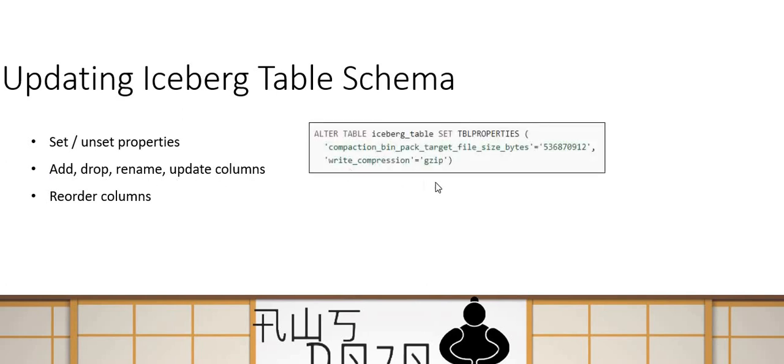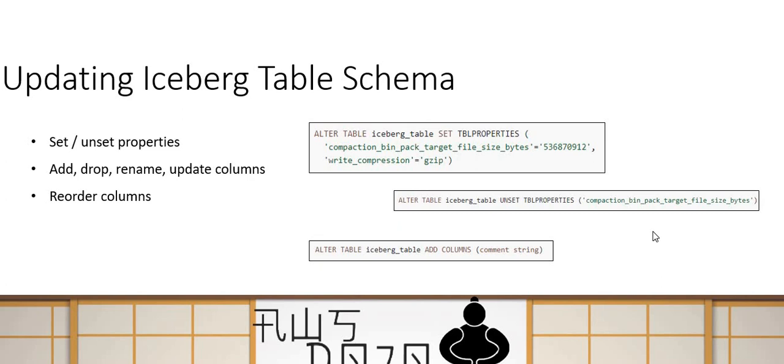So a few examples here. We are setting up some table properties where we are saying that this data should be compressed using gzip, and then we are saying my compaction target file size in bytes should be this. This is the maximum size of the file which should be created. So we are setting up some properties. Here is an example where I'm unsetting some property. For instance, I'm unsetting some value set for the file size. Here is an example where I'm using alter table to add a new column, comment, which is string type. So these kinds of operations you can perform.